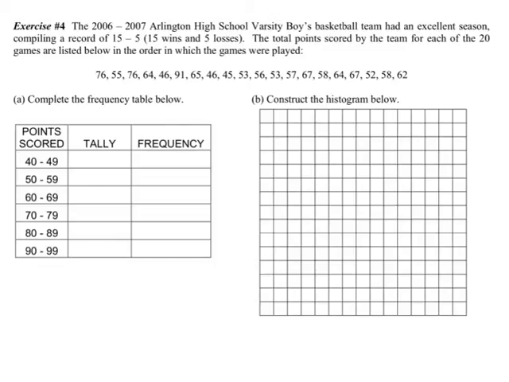Exercise number 4 is going to have us construct a histogram now. The 2006-2007 Arlington High School varsity boys basketball team had an excellent season, compiling a record of 15-5, 15 wins and 5 losses. The total points scored by the team for each of the 20 games are listed below in the order in which the games were played.